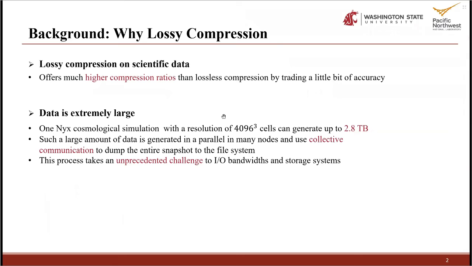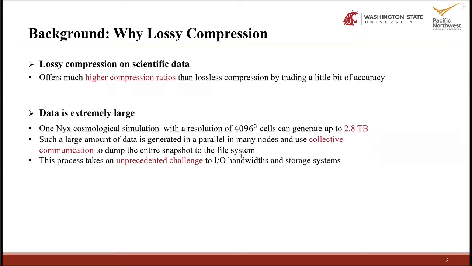Then I will talk about why we need lossy compression. Lossy compression will provide high compression ratio, but it will lose some accuracy. Besides, currently data is extremely large. For example, NYX cosmology simulation can generate up to 2.8 terabytes of data per simulation.